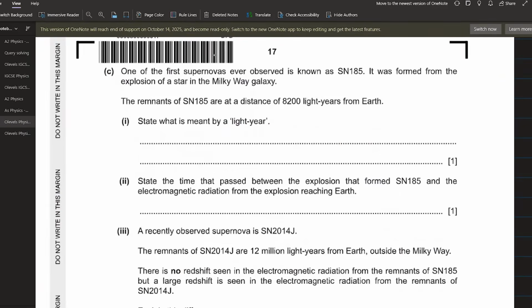One of the first supernovas ever observed is known as SN 185. It was formed from the explosion of a star in the Milky Way galaxy. The remnants of SN 185 are at a distance of 8,200 light years from Earth. State what is meant by light year? Distance traveled by light in 1 year. Simple, by light in 1 year. Easy.